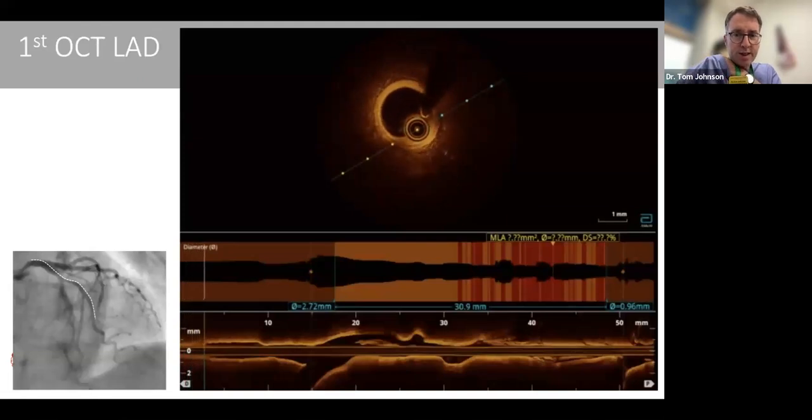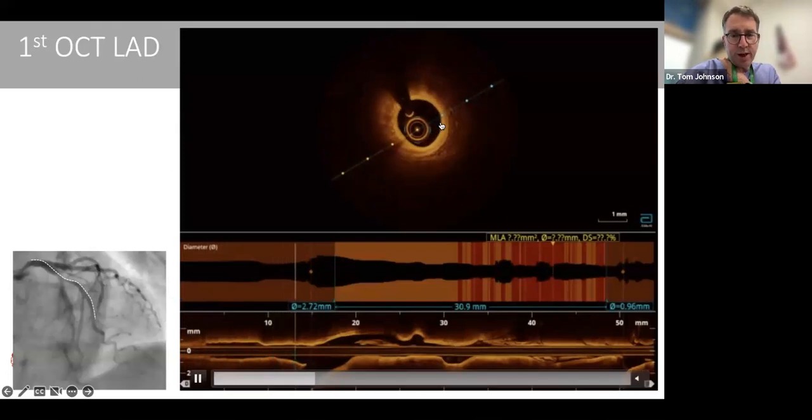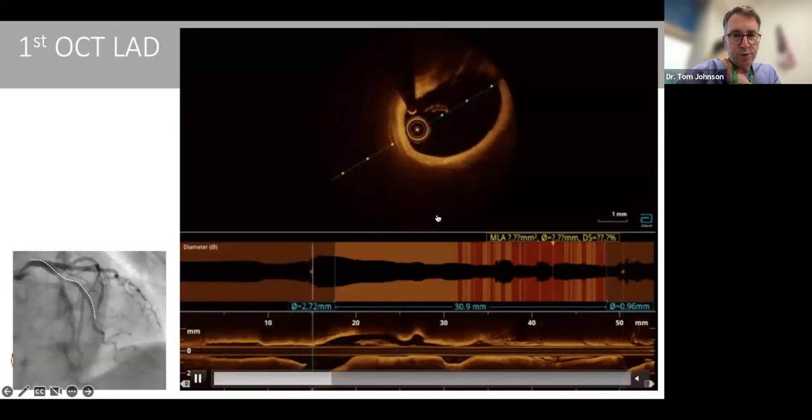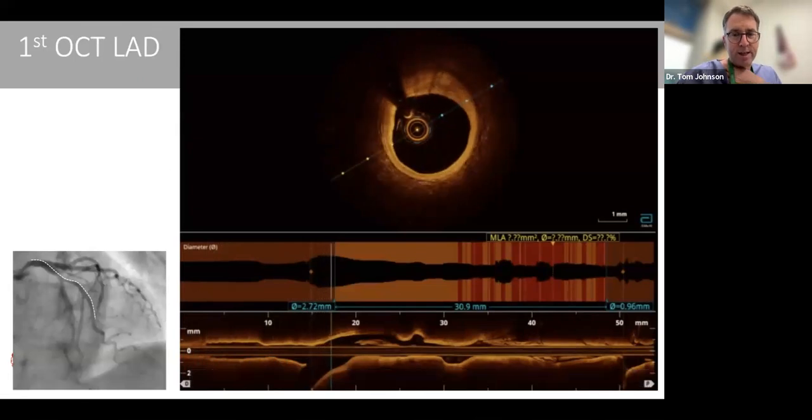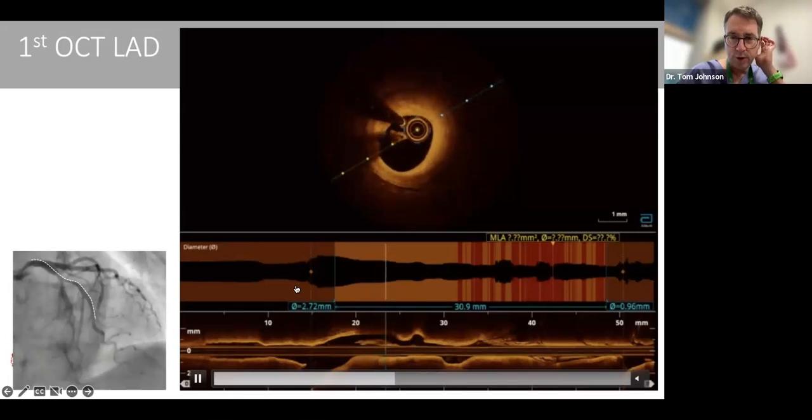So I undertook an OCT evaluation into what I'm calling the LAD, although some people might argue that this is an odd anatomy. And what's important then is, as we scroll back through the LAD, you'll have seen on this lumen profile a fairly significant degree of atheroma, if I pause and scroll back.